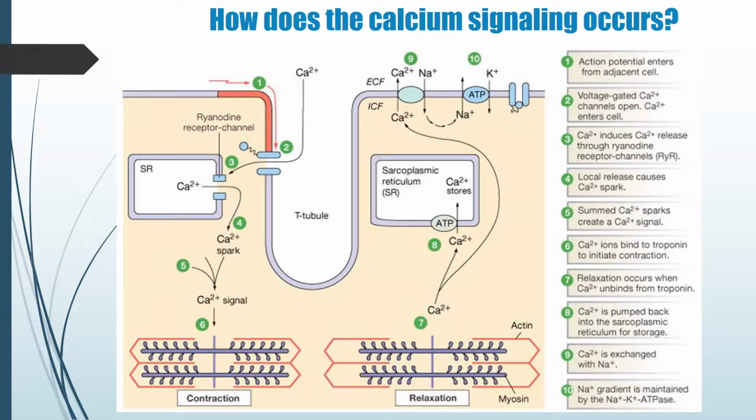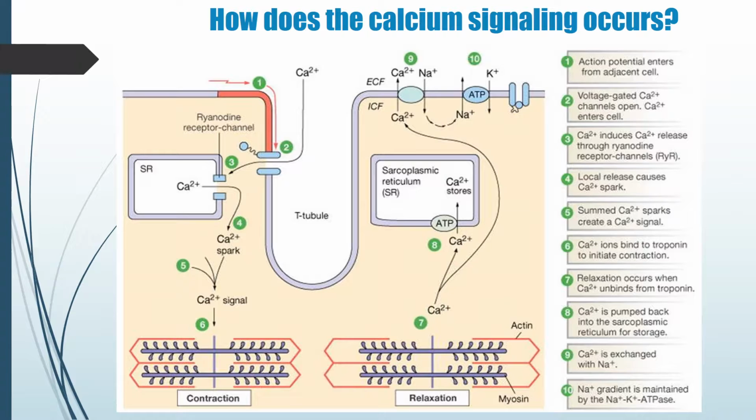So first of all, we're going to talk about calcium signaling. So how does this occur? The action potentials will enter from the adjacent cells, and this will lead to the opening of the voltage-gated calcium channels, and this calcium ion will enter the cell. This will further lead to a calcium-induced calcium release from the sarcoplasmic reticulum through these ryanodine receptor channels.